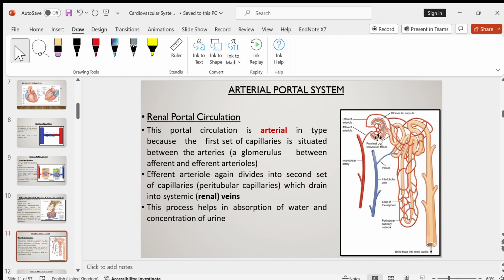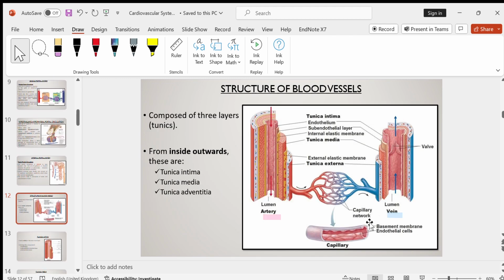So here you can see that this interlobar artery gives an efferent arteriole. This is the first capillary bed. The efferent arteriole arises and then it enters the area of the peritubular capillaries. This is the second arterial blood capillary bed, and then the blood enters into the renal vein. This is an example of the arterial portal system.